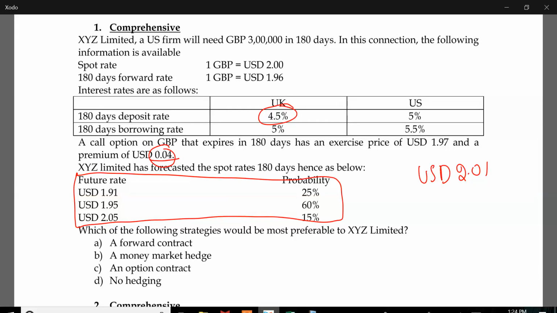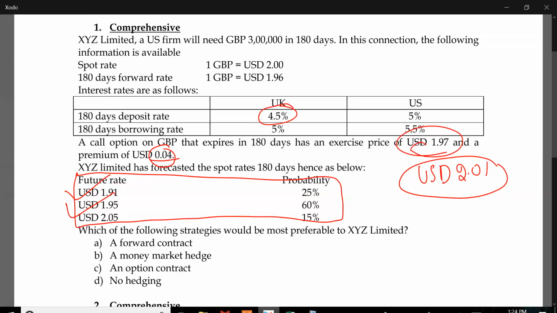So if I just go by the maximum cap, the maximum is 2.01. Can it be lower? Yes, it can be lower if it's 1.91. Can it be lower? Yes, it can be lower if it's 1.95. If it's 2.05, I'll get the restriction up to 2.01. It can give me only a maximum limit. The maximum limit is 1.97 plus 0.04. But wherever the exchange rates are lower, my outflow can be lower.